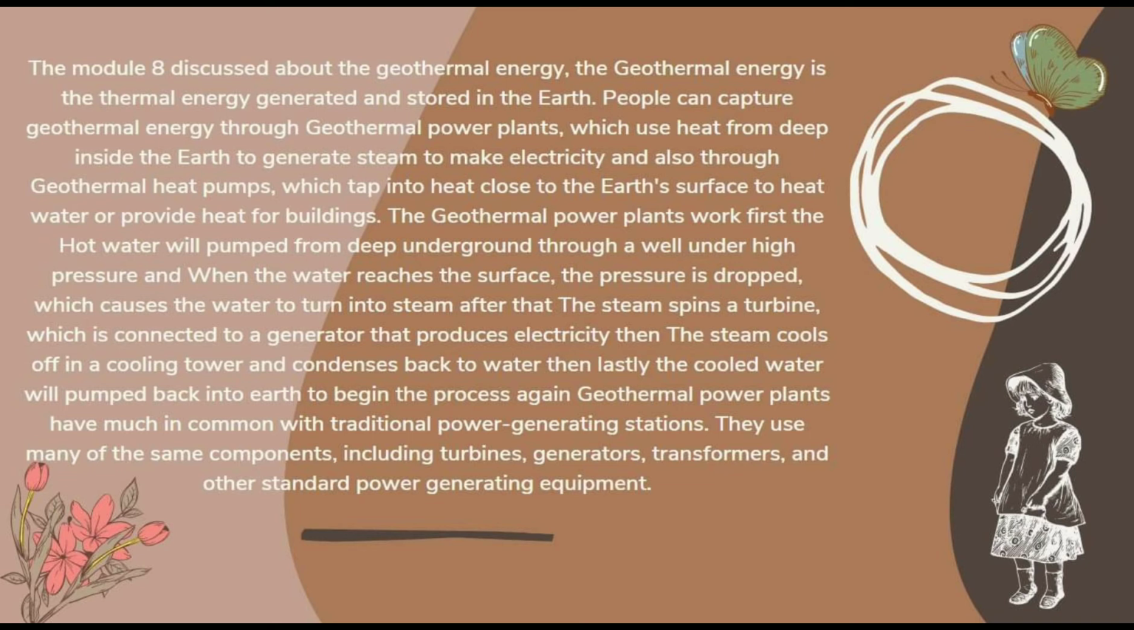The geothermal power plant works as follows. First, hot water is pumped from deep underground through a well under high pressure, and when the water reaches the surface, the pressure is dropped, which causes the water to turn into steam. After that, the steam spins a turbine, which is connected to a generator and produces electricity. Then, the steam cools off in a cooling tower and condenses back to water. Lastly, the cooled water is pumped back into the earth to begin the process again.